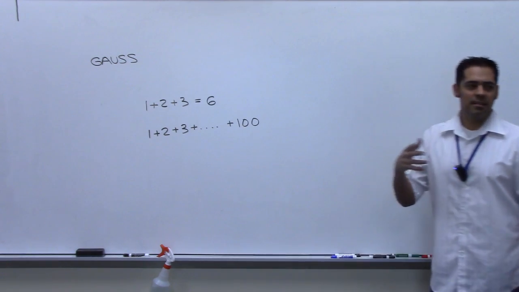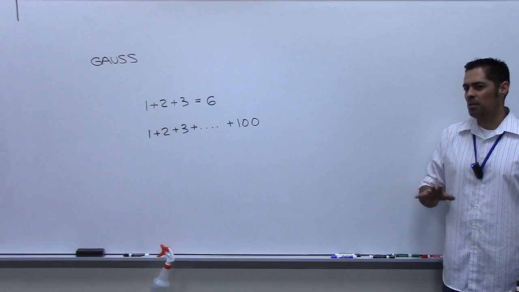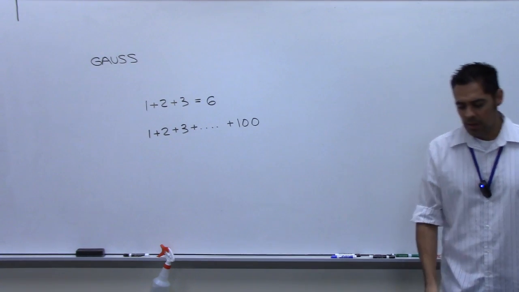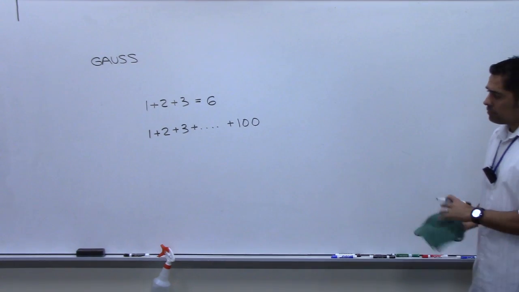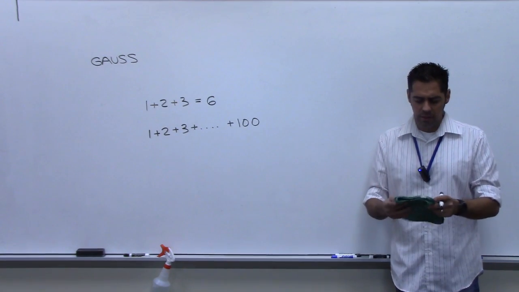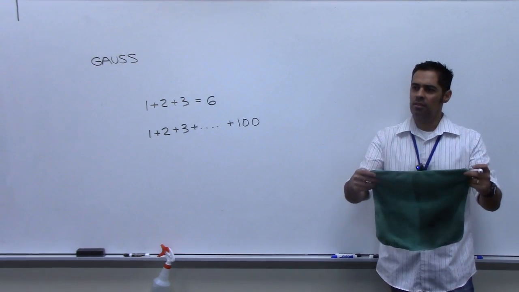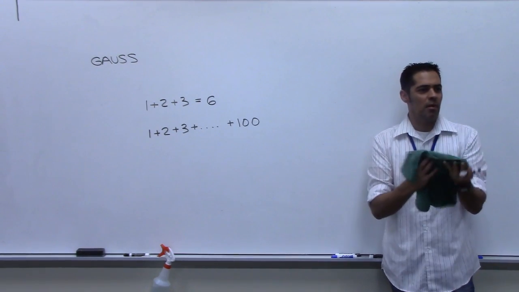But the idea was that the teacher wanted to keep the students busy and didn't really want to have to deal with them that day. So as the story goes, Gauss was messing around, and they used to write on little chalkboards instead of paper. They had little slate tablets, and that's what they would write on.